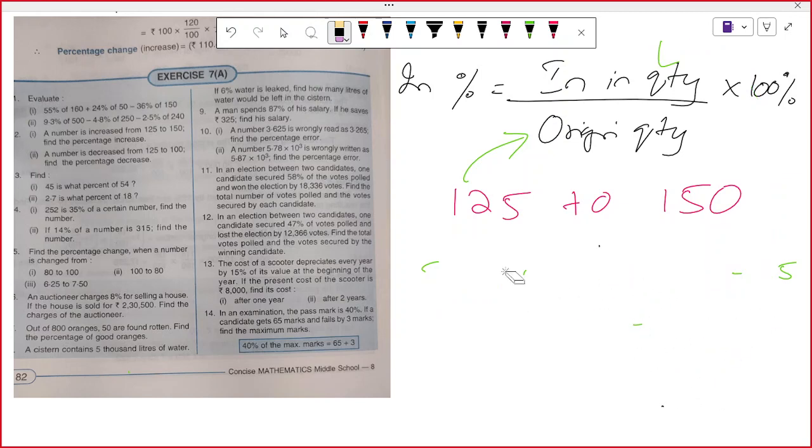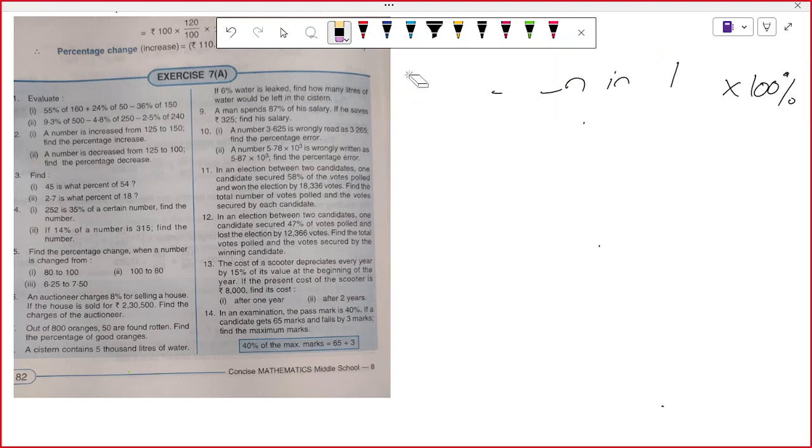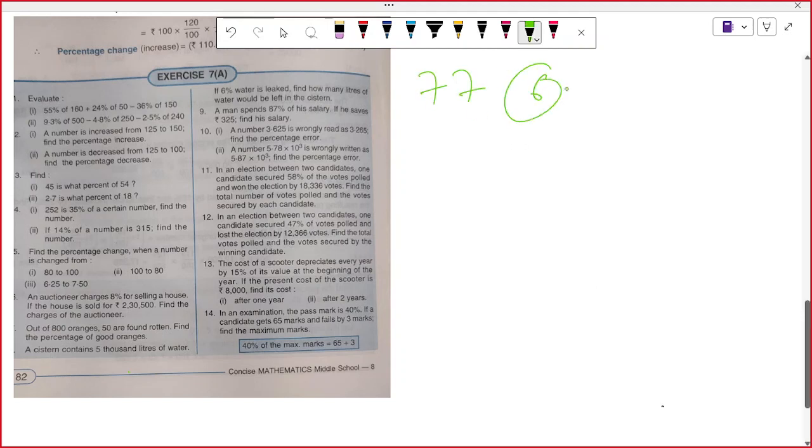Okay, third main. I will solve the first two questions and I'll give you a few questions for homework. Another 5 minutes and the class will end. Third main, first question. These two formulas are in the textbook, page number 77, sixth point. Copy the formula from the textbook.